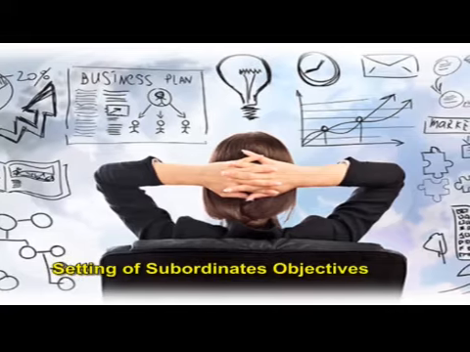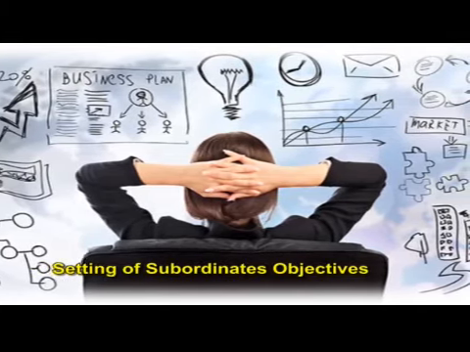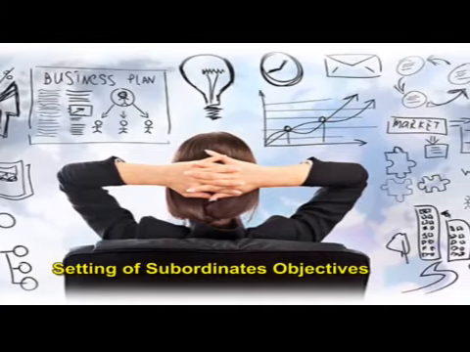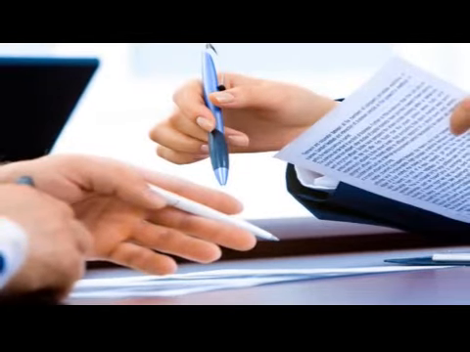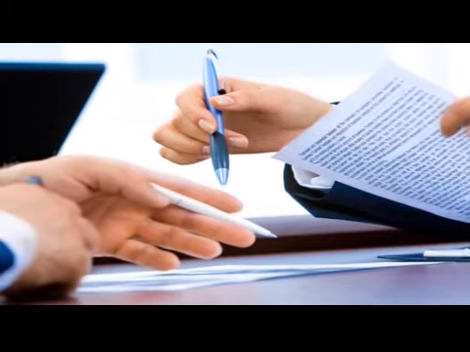Third, setting of subordinate objectives. Organizational objectives are achieved through individuals. Therefore, every individual must know in advance what he is expected to achieve. Objectives for each subordinate should be set in consultation between that subordinate and his or her supervisor.